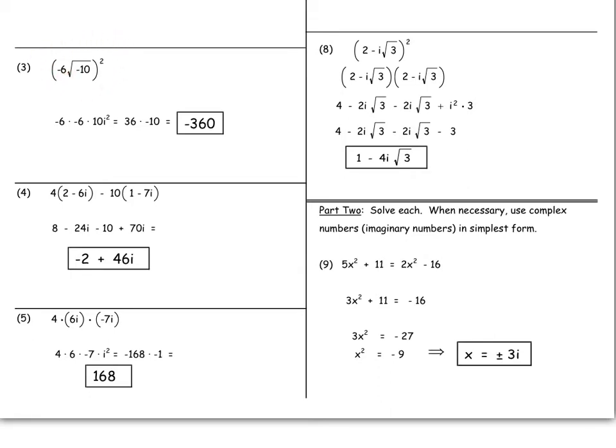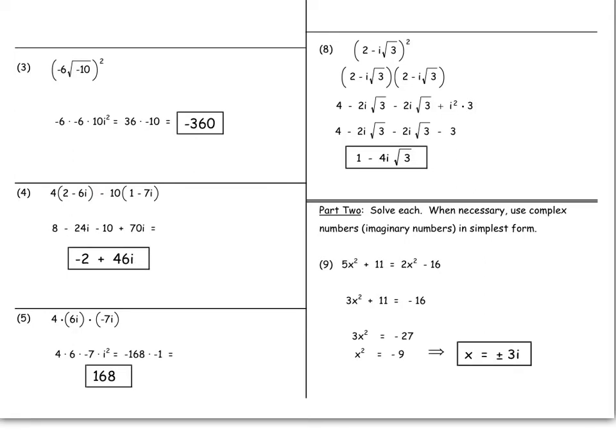In problem number 3, you have a monomial squared. There's no addition or subtraction between the 6 and the radical sign, and that's why you simply write -6 rad -10 twice, and that's why I have -6 once and -6 twice, and that's why I have a whole 10, and that's why I have an i squared, because if I have two square root -10s, I get an i from the first square root and an i from the second square root, and therefore I have positive 36 times -10 gives me -360.